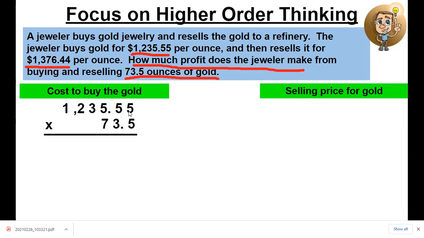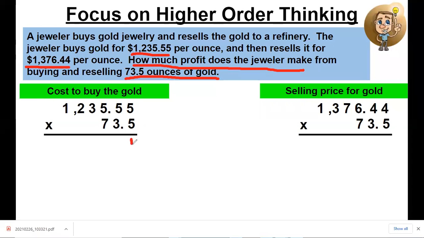Okay, we're going to multiply 5 times 5. I don't know if I put the answer in there. Oh, over here, the selling price is $1,376.44 times the same amount, 73.5. So let's see, I'm just going to do this.